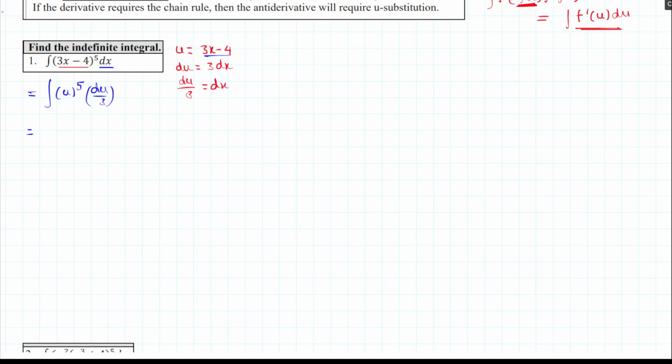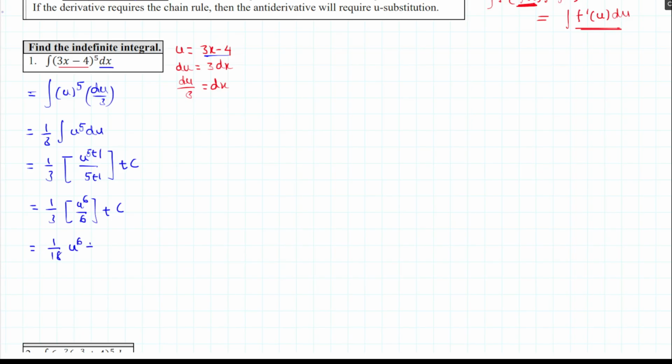Now you can factor out the 1/3: 1/3 times the integral of u to the power 5 du. You can see this integral becomes a much simpler one. The integral of u to the power 5 is u to the power 5 plus 1 over 5 plus 1, plus c, so we have 1/3 times u to the power 6 over 6 plus c. This equals 1/3 times 1/6, which is 1/18, times u to the power 6 plus c.